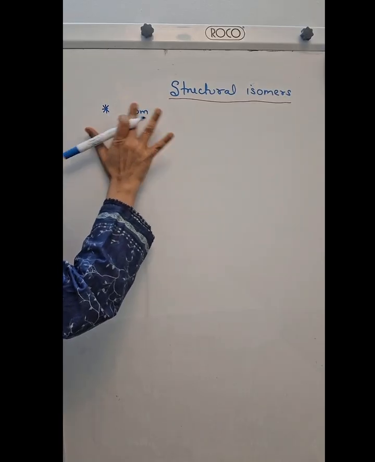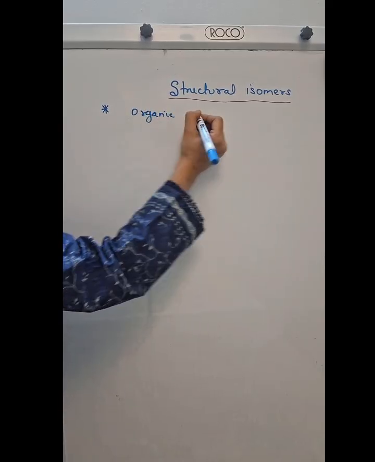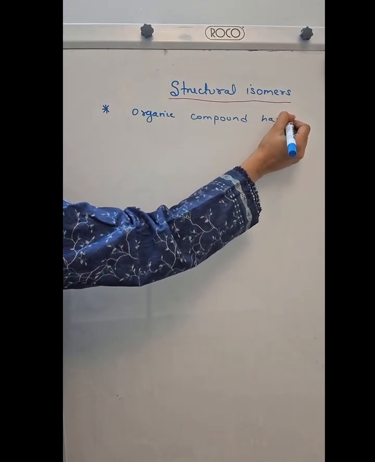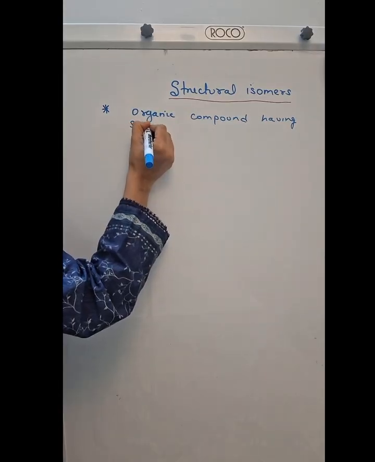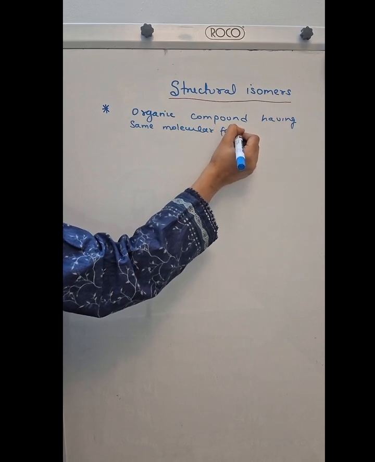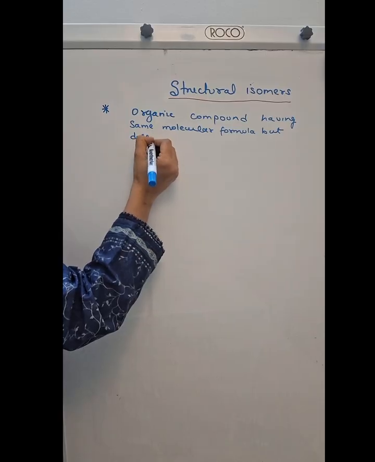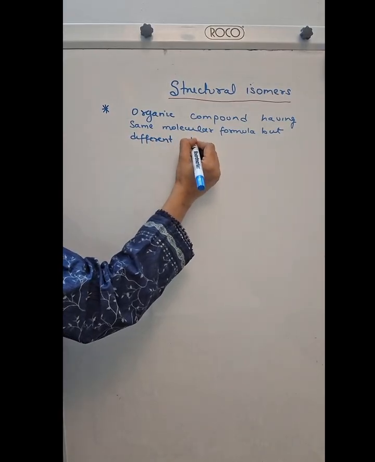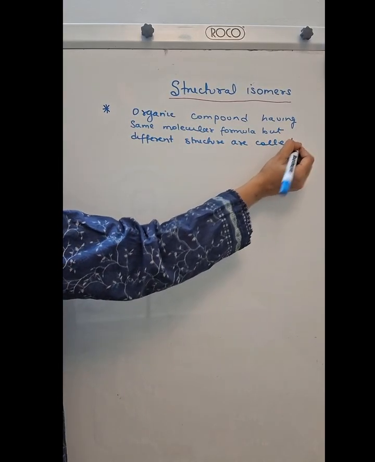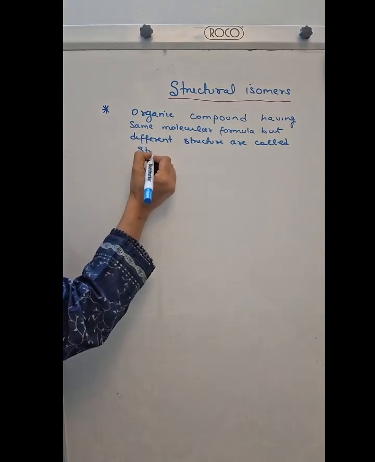Compounds, or we can say organic compounds, having the same molecular formula but different structure are called structural isomers.